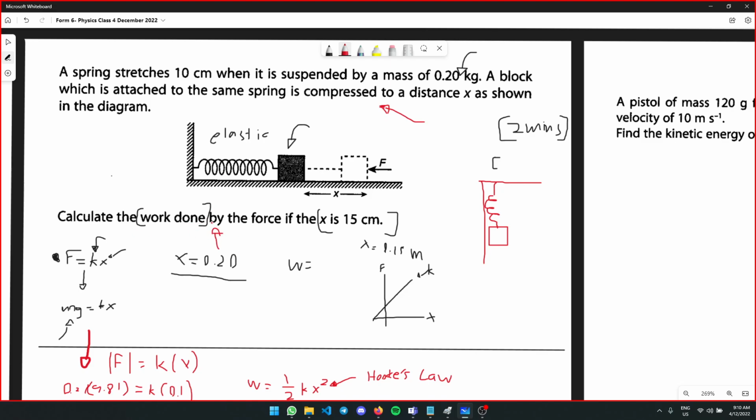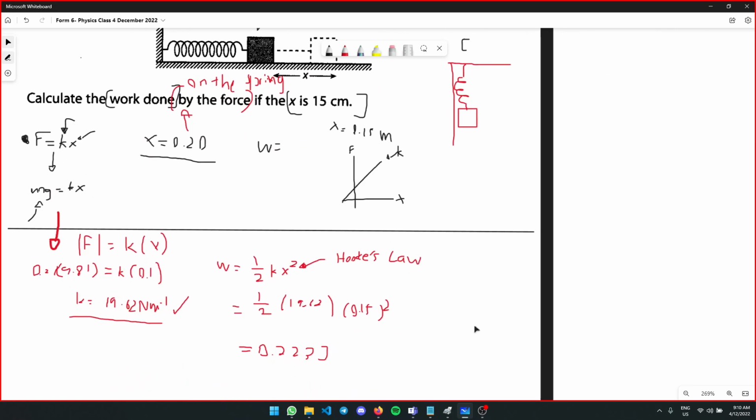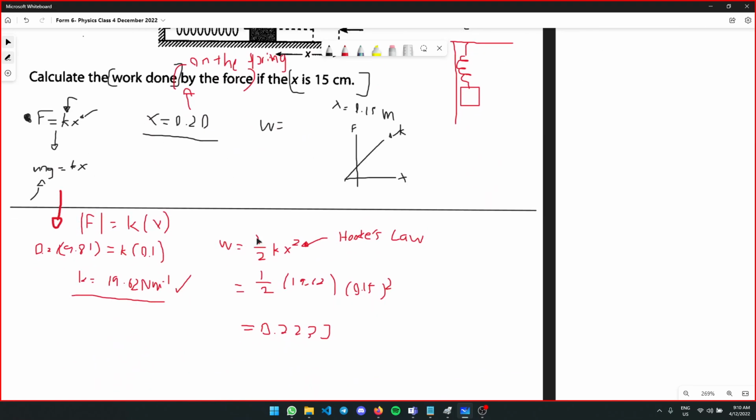They're saying the work done by the force. But what does this mean? This means you're doing work on the spring. So when you're doing work on the spring, you refer back to Hooke's law also. You do W equals 1 over 2 kx squared.